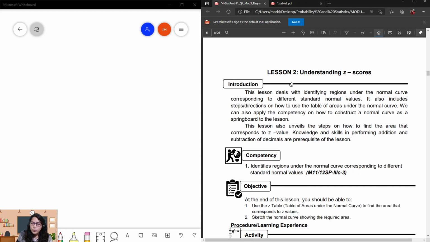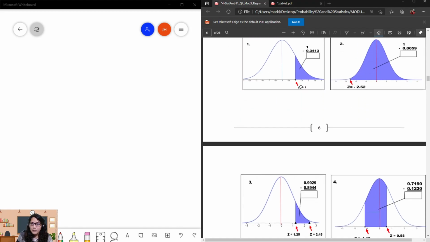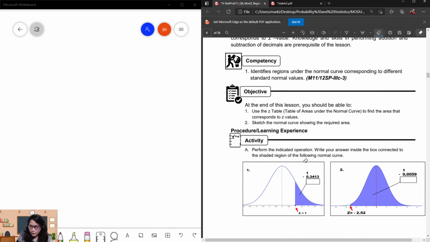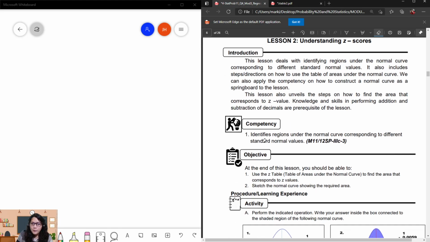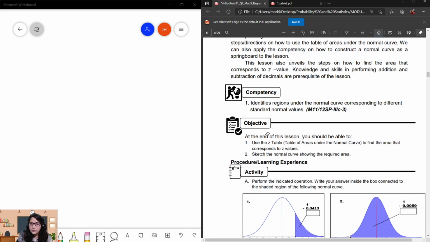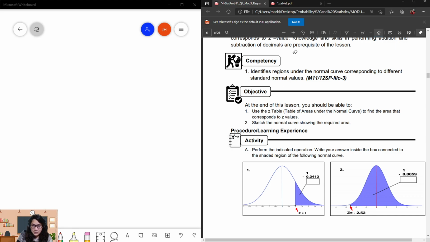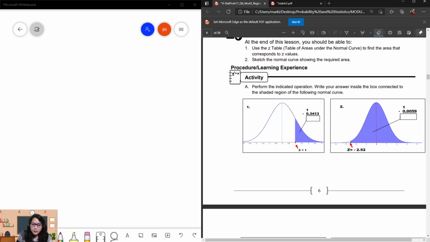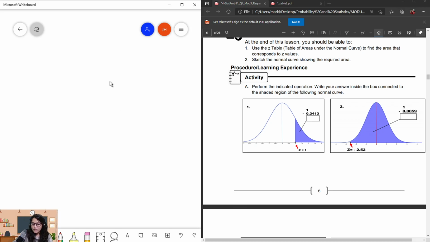We will be discussing this because there are some items in this activity that are wrong. I was not able to check it before distributing it to you, but I'm going to check it now for our discussion. Our competency is to identify regions under the normal curve corresponding to different standard normal values. At the end of the lesson, you should be able to use the z-table and sketch the normal curve showing the required area. Let's use the example in your activity. I'm going to draw it on the other side so that I can make use of the table. So let's have activity number 1.